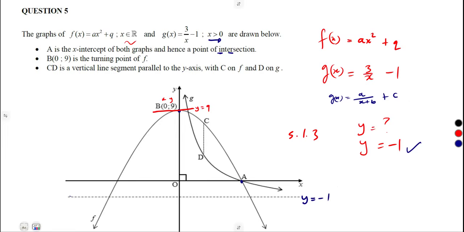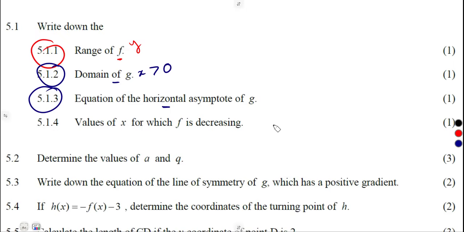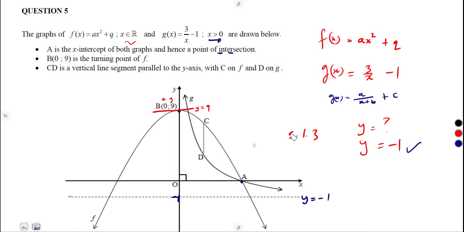Okay, so let's move on and see the other part of our question, which is 5.14. Determine, or write down, the values of x for which f is decreasing. Our f in this case is the quadratic, this one. Where is it decreasing? As we can see from here, these values will be increasing, going up, going up to the 9. Then now they start to decrease.